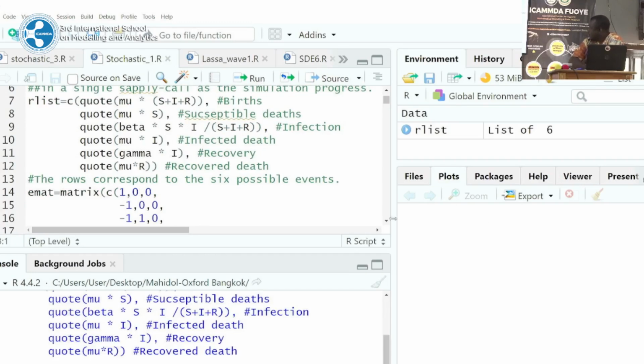Do you have the code already? Have you started running? It's inside the WhatsApp platform.